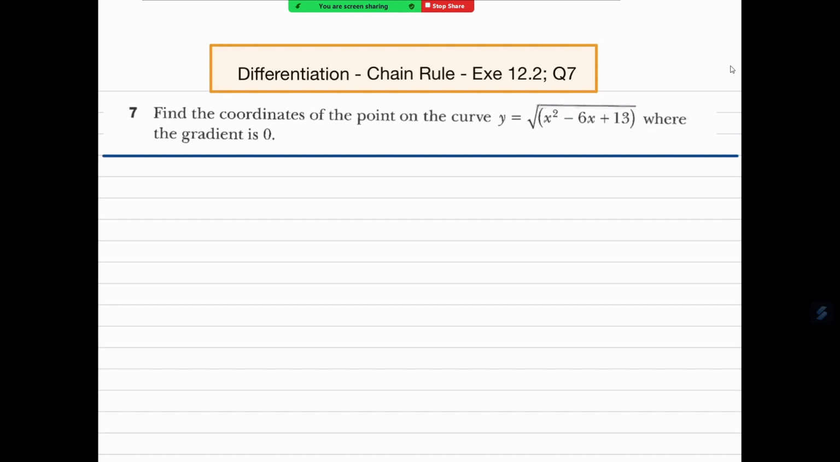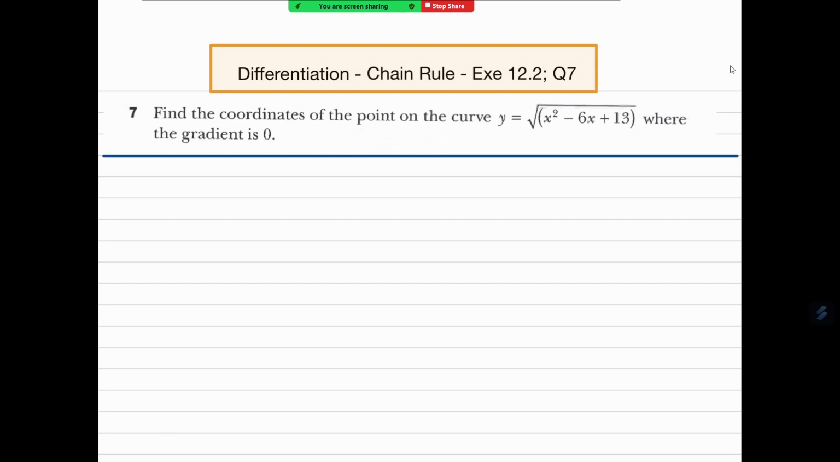Find the coordinates of the point on the curve y equals square root of x squared minus 6x plus 13, where the gradient is 0. So the assignment that we need to achieve is to get a set of coordinates, meaning our final answer is supposed to have an x and a y. That is our ultimate mission.